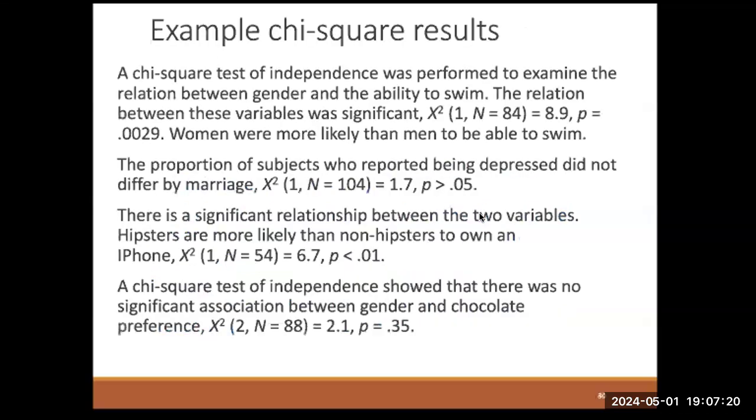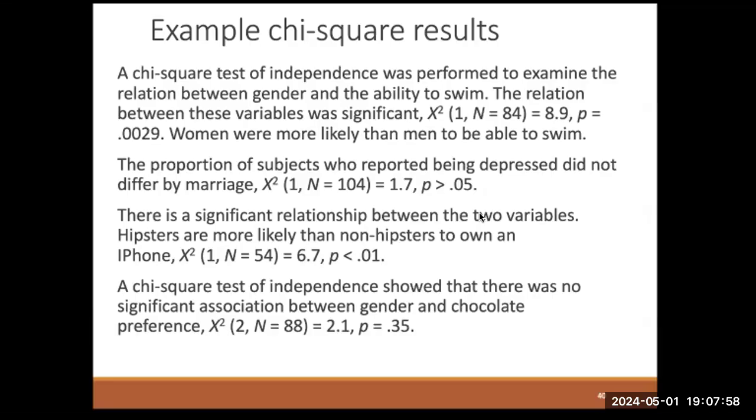So here's an example of chi-squared results. We have 4 different examples here. A chi-square test of independence was performed to examine the relation between gender and the ability to swim. The relation between these variables was significant. So there you see the chi-square 1, N equals 84, equals 8.9, p equals 0.0029. So either you're going to see the actual value of the p, or you're going to see a generalized version where it's less than another value. It says women were more likely than men to be able to swim.